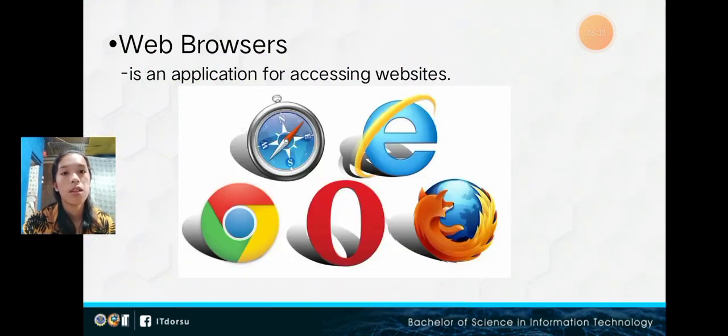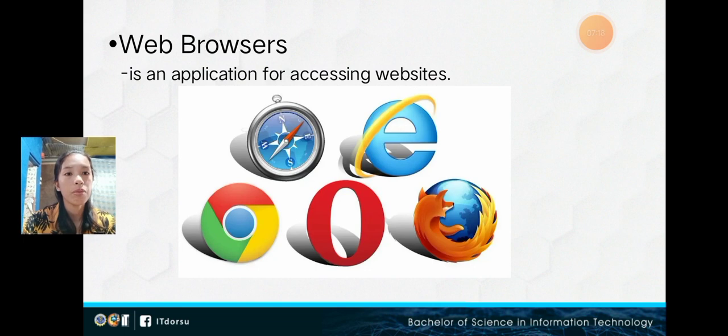So next is web browsers. A web browser is an application for accessing websites. The pictures given are examples of web browser applications. Google Chrome, Safari, Opera, Internet Explorer, and Firefox are examples of web browsers. Web browsers help us to communicate, open files or media files, and open pictures.